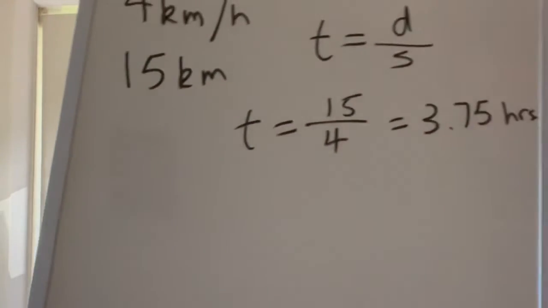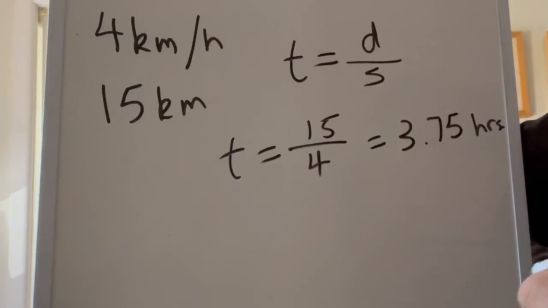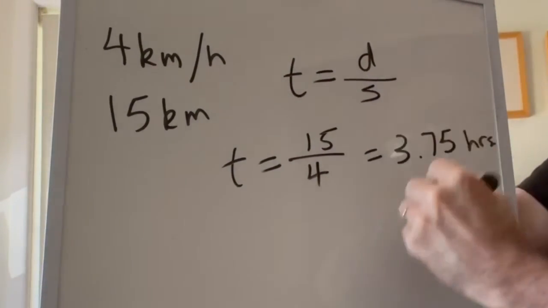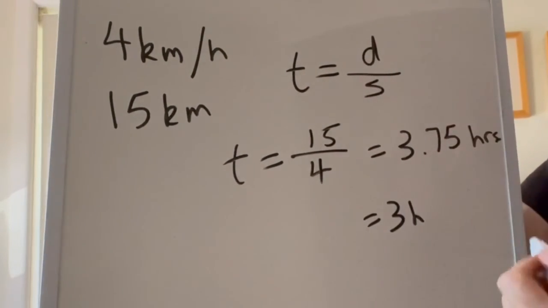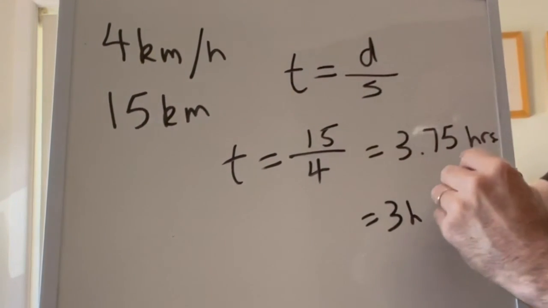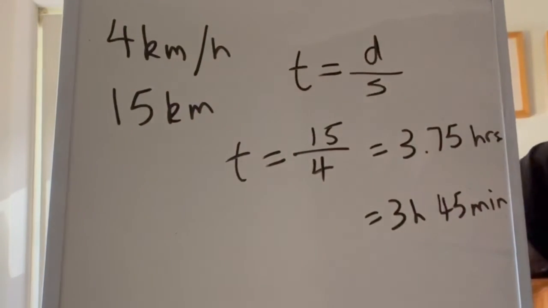Now, at this point, you need to refer back to the question expectations. Is it asking you to give a time in hours and minutes? If it is, then in this case it's going to be 3 hours and 0.75 of an hour, so three-quarters of an hour, which is 45 minutes, as your final answer.